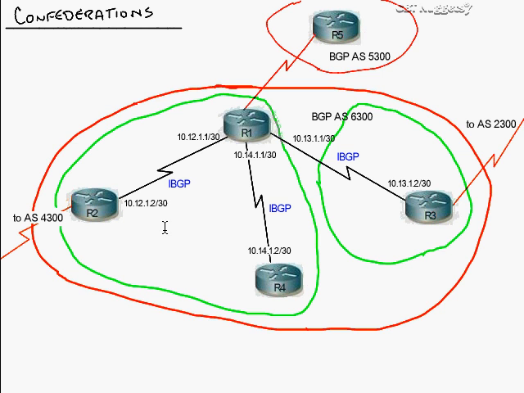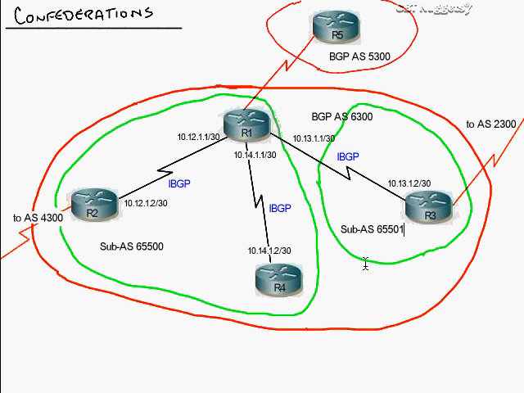Now, what we could do is then go in here and say, well, these are sub AS 65,500. And over here, I'll have sub AS 65,501.